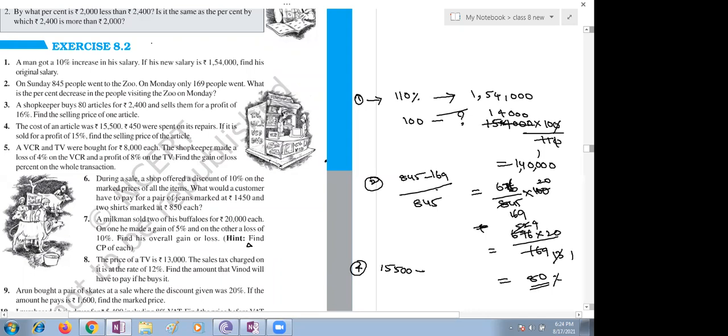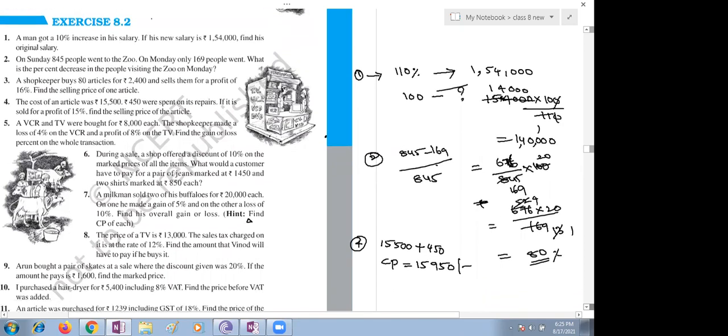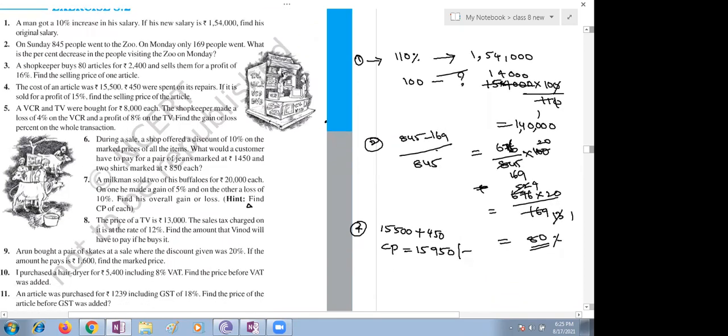15,950, and plus repairs is how much? 450, ma'am. That means cost price, how much is the cost price? 15,950. 15,050. So what is given here? 15%. Yeah, it is sold at a profit of 15%. So you have to find out profit, which means 15% of the cost price. So 15%, how much of the cost price happens? You can find out 15% easily.